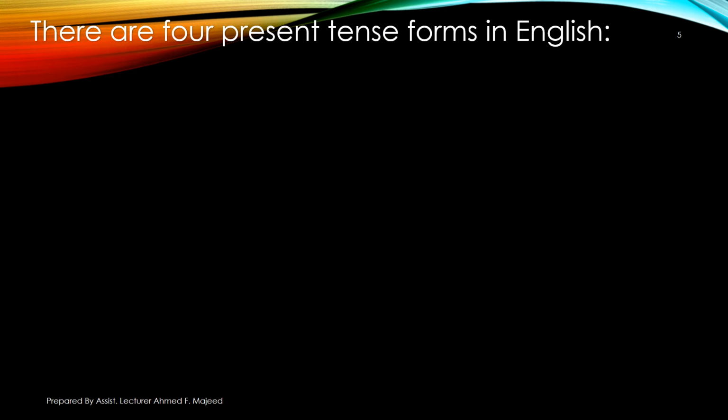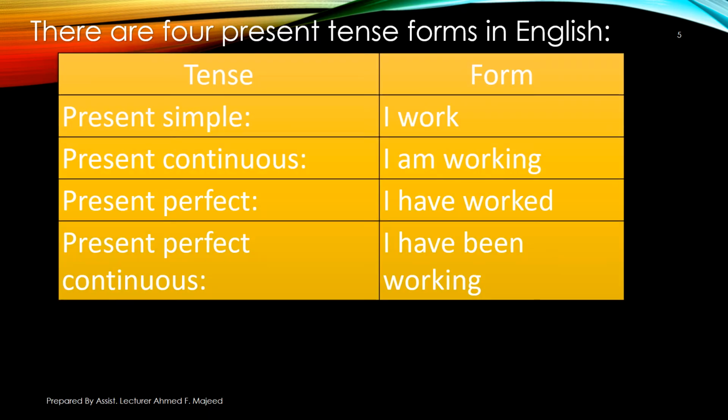Now there are four present tense forms in English. We have tense and form, as you can see. Present simple, I work. Present continuous, I'm working. Present perfect, I have worked. Present perfect continuous, I have been working. You can see that the grammar calls them present tense forms. So they are not tenses, they are forms for the present tense.